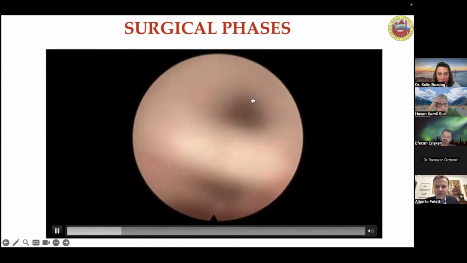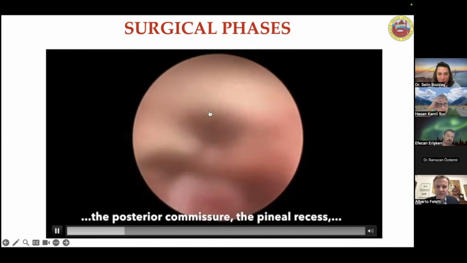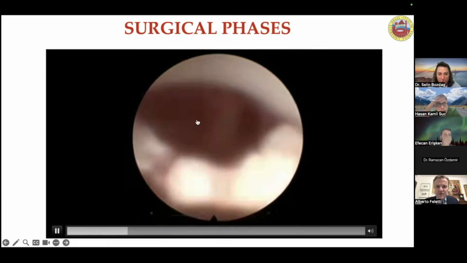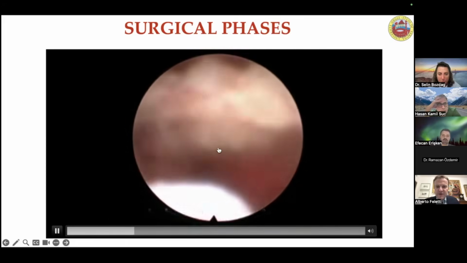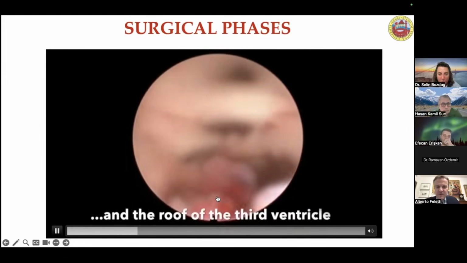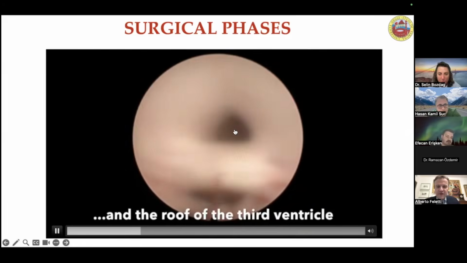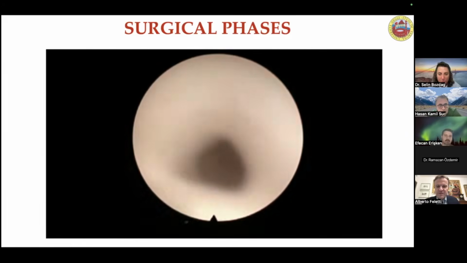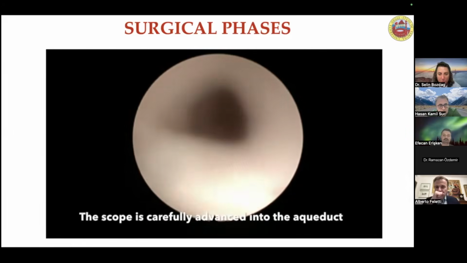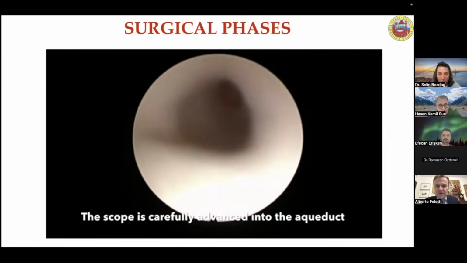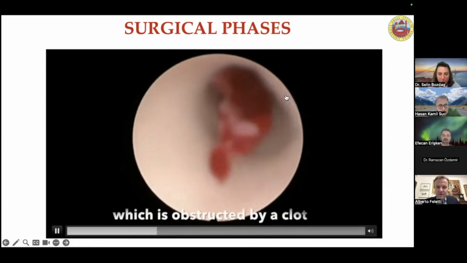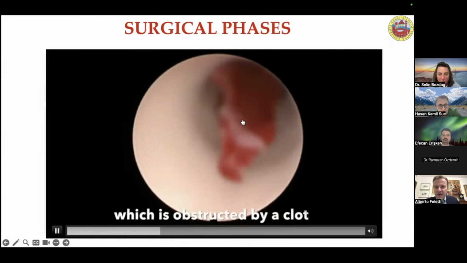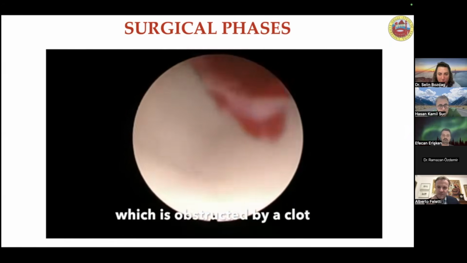Here you can see the aditus and the posterior commissure, the habenular commissure. This is the pineal recess and the suprapineal recess, and even the roof of the third ventricle. Here you have a nice vision of the posterior third ventricle. After this, you can start navigating the cerebral aqueduct. Also in the cerebral aqueduct, there are some blood clots.